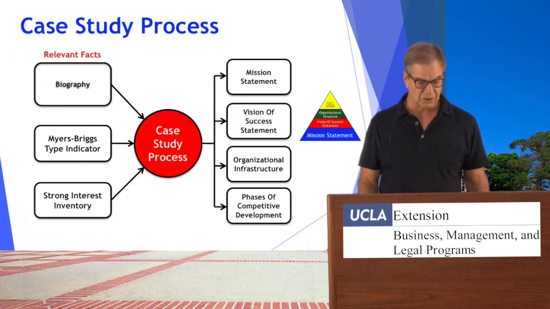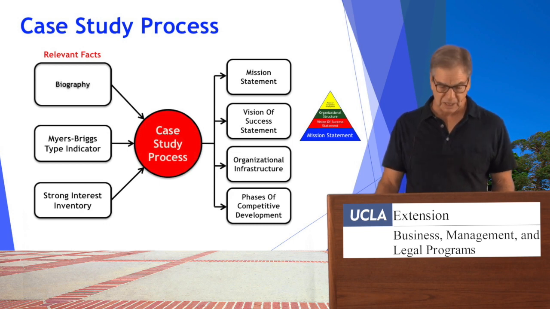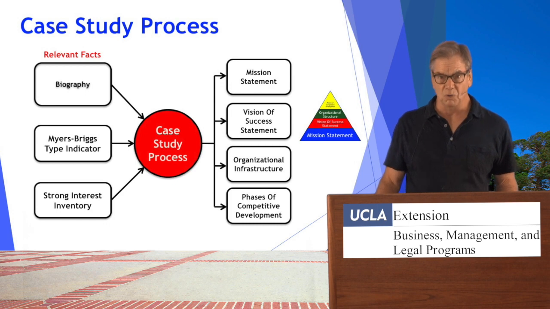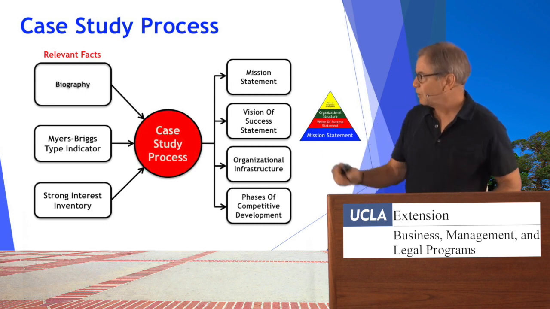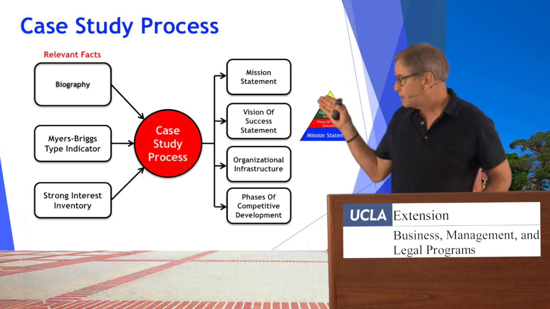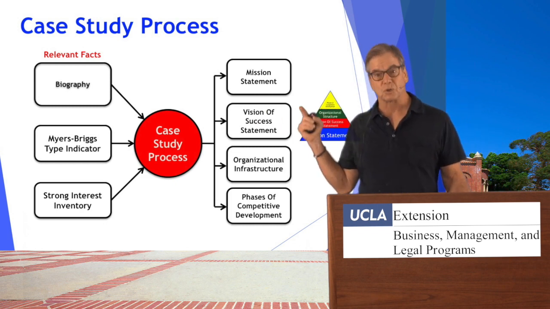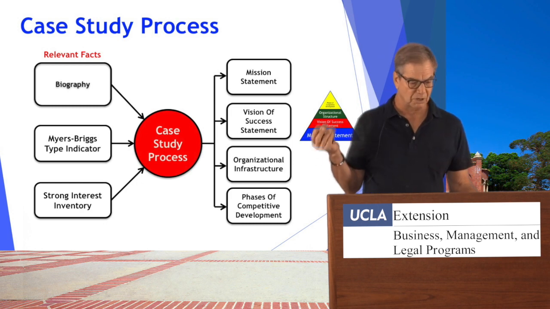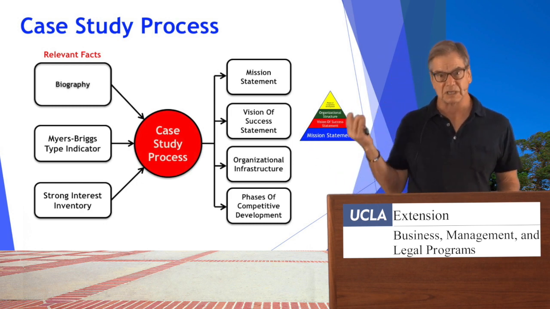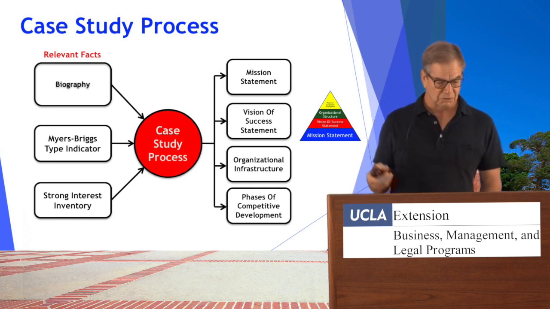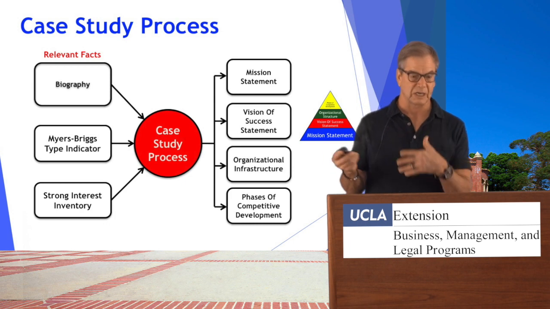Okay, so here is our actual case study model. And we're going to do an overview of the components of the case study model. But I want to emphasize the red ball in the middle that says case study. That's the computer, that's the abacus, that's the app, that's the engine that creates the output of the mission statement, the vision of success statement, the organizational structure, and the phase of competitive development. But right now we're going to go around the parts, the input and the output.